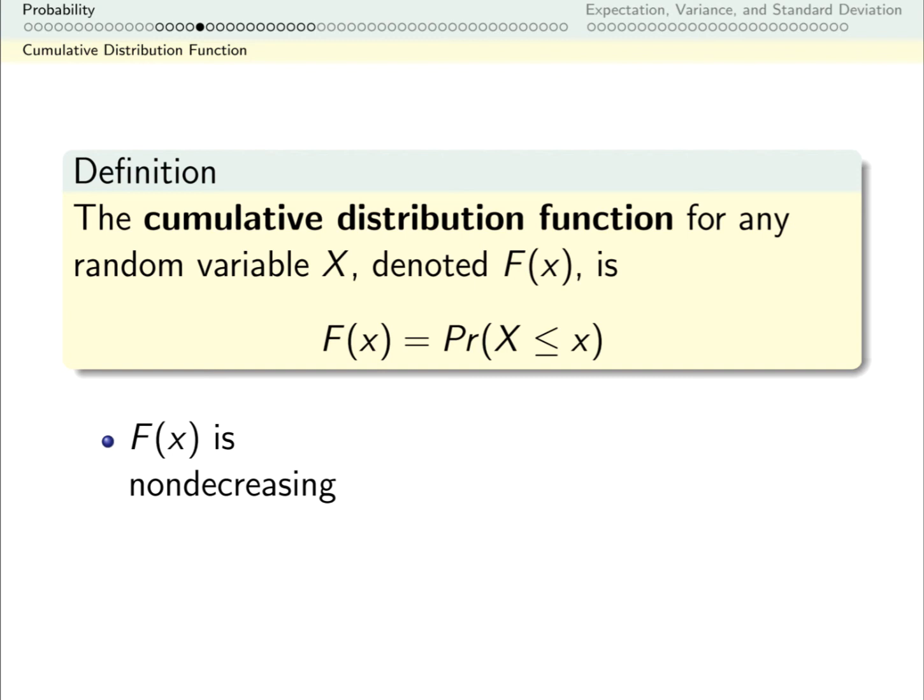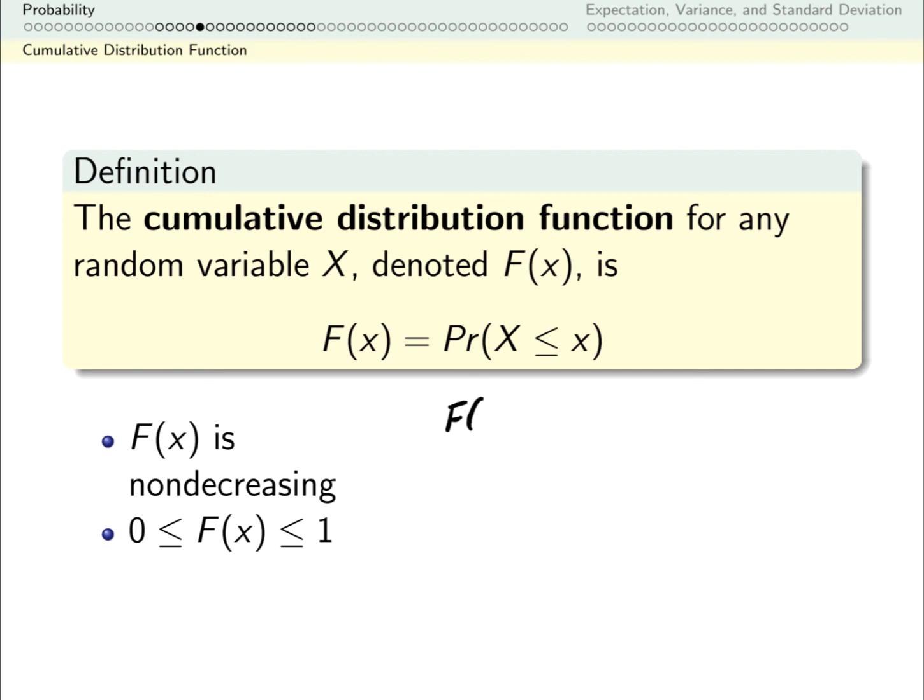There are 3 other properties that we can think about. The second one is, because this is a probability, on the very first slide of probabilities, we said a probability is a number between 0 and 1. So this function is always between 0 and 1. The 2 other properties I want to talk about have to do with limits. I'm going to write this very informally.